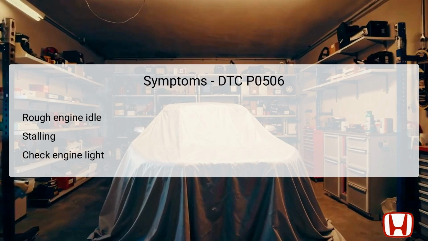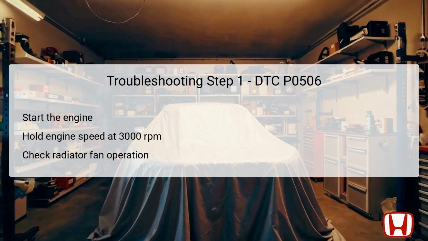This combination of symptoms serves as a guide in the troubleshooting process, directing the technician towards the idle control system and its components. In the first troubleshooting step for DTC P0506, begin by starting the engine and holding the engine speed at 3,000 RPM. This needs to be conducted without any load, which means putting the continuously variable transmission, CVT, in park or neutral for manual transmission, MT, models. Monitor the engine operation until the radiator fan turns on, as this indicates sufficient coolant flow and the engine is reaching a stable operating temperature.